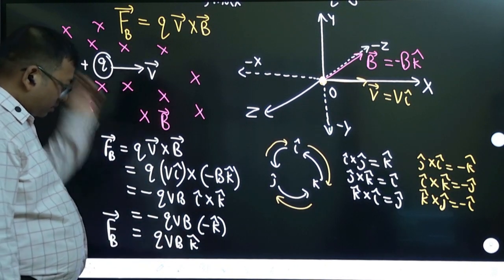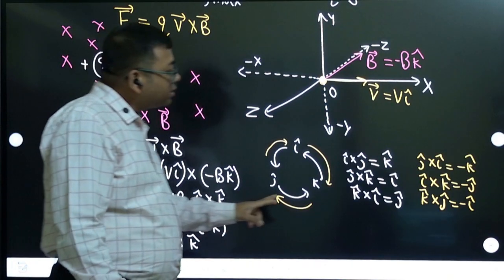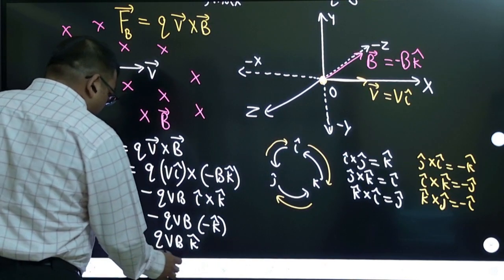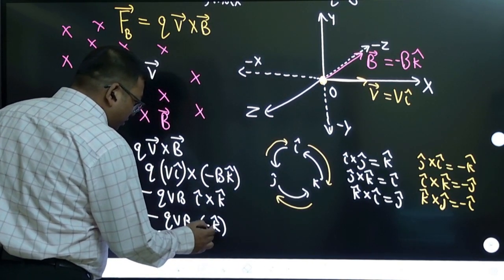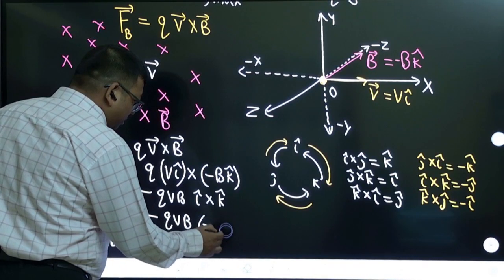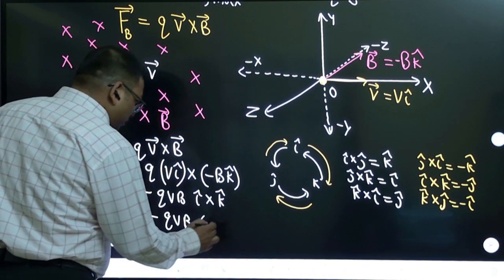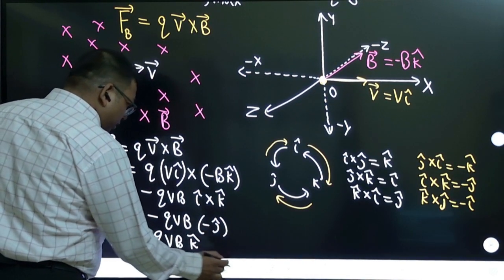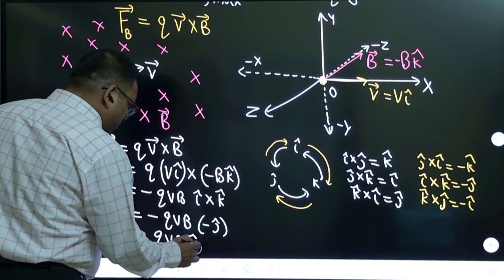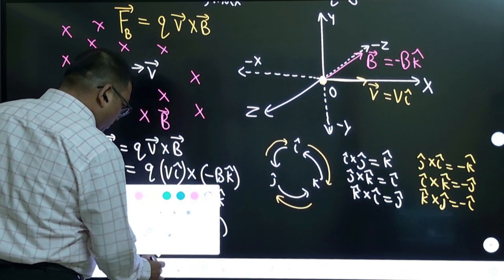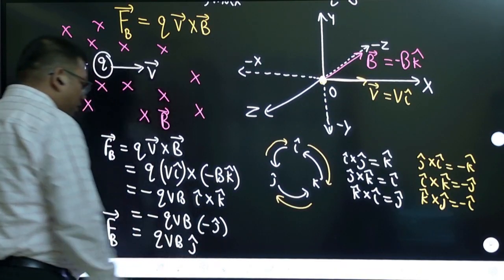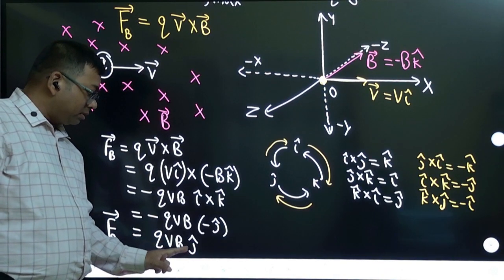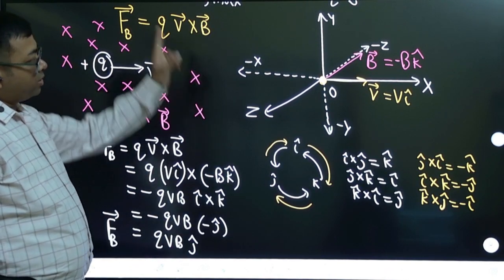K cap, sorry, did I make a mistake? I cross k? I think I made a mistake. I cross k is minus j, minus j. Sorry, I made a mistake here. Minus j it is, right? So it is minus j, minus plus, so it is j cap. Okay, correct. So the magnetic force is acting in j cap, means y direction, right?